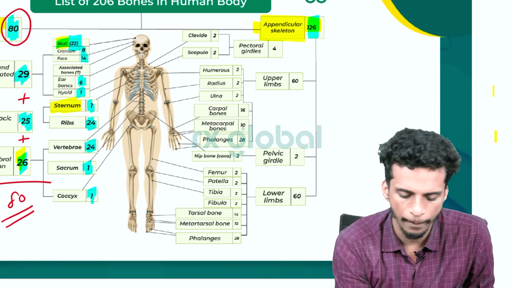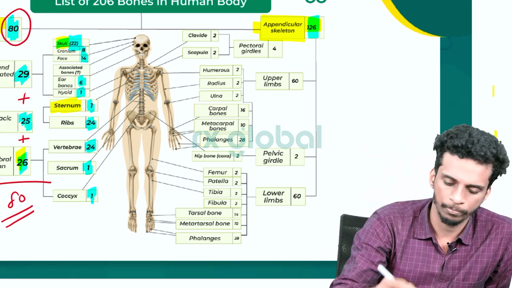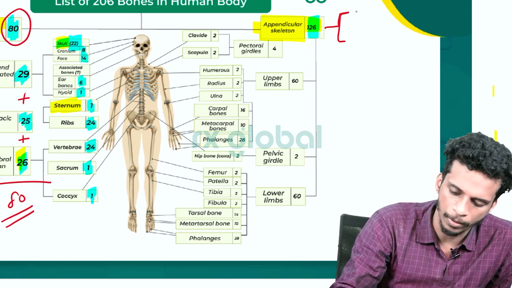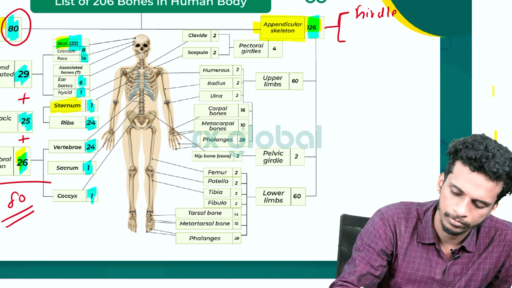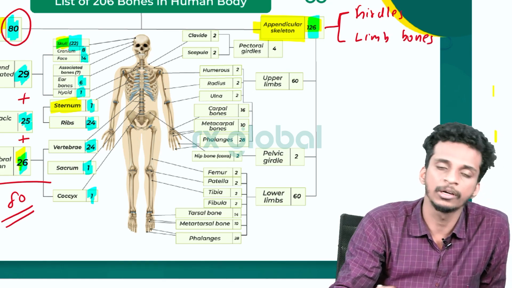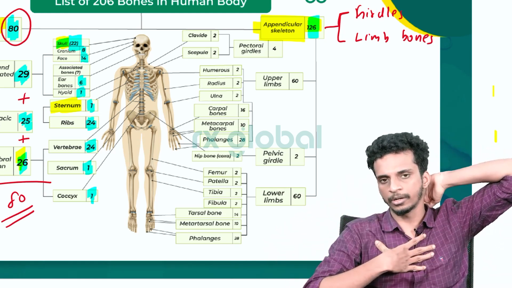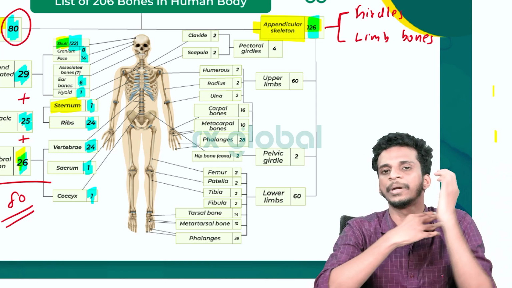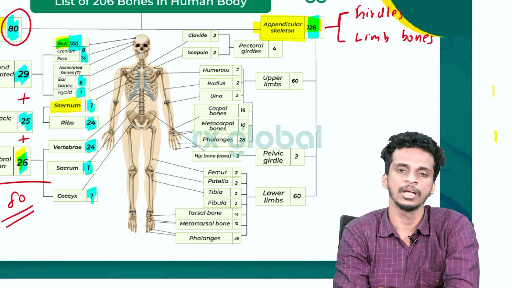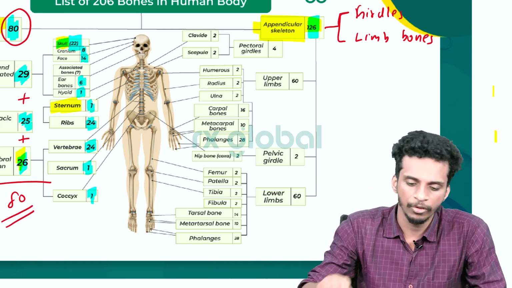Now let's discuss the appendicular skeleton. The appendicular skeleton contains two parts: one is the girdles and the second one is the limb bones. We already know what the appendicular skeleton is. The axial skeleton is the skeleton or the bones of the trunk, and the appendicular skeleton means the bones of the limbs. But the connection between the axial skeleton and the appendicular skeleton, we call the girdle.